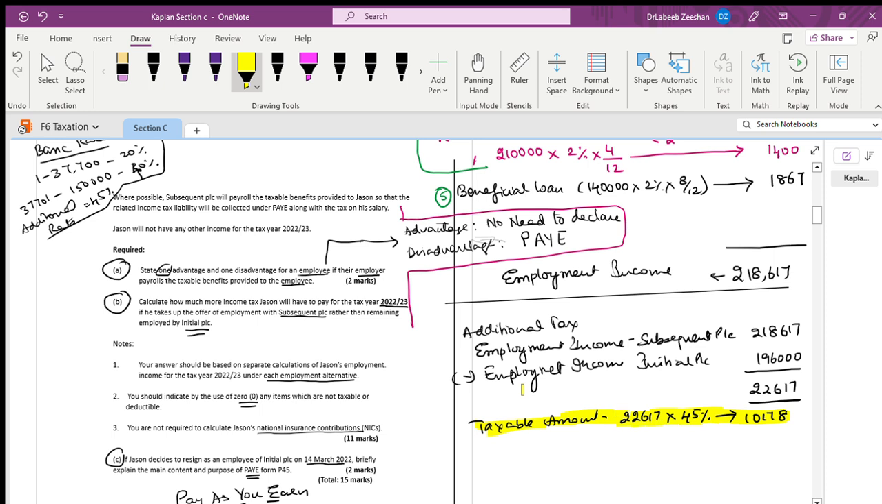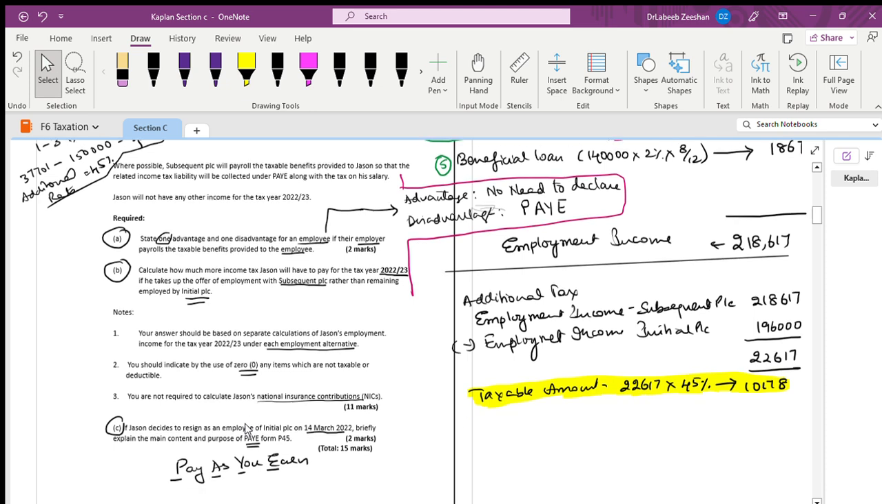Are you clear about this? Yeah, clear. This is for 11 marks. Okay. This is for 11 marks almost.